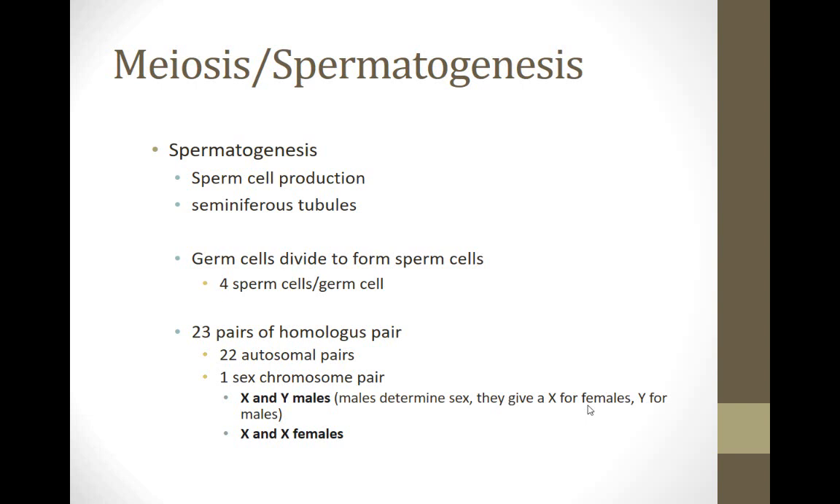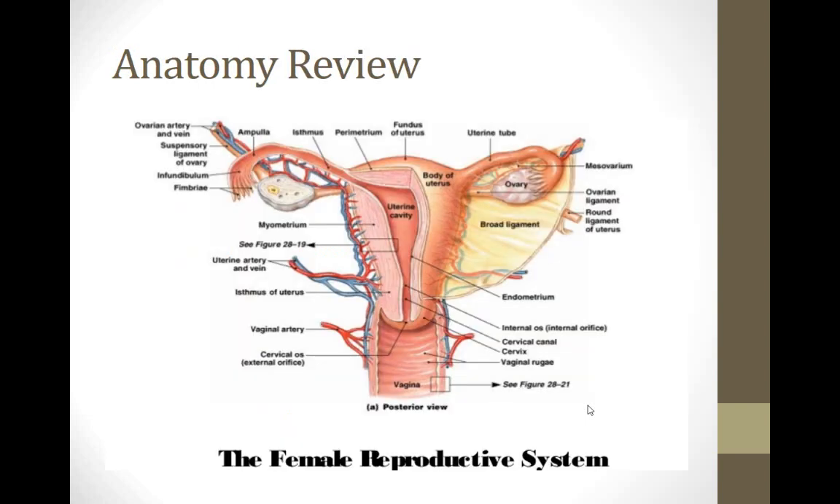So sperm cells are going to be able to determine what the sex of this child is going to be, whether it's going to be a male or a female, because the male sperm either carry an X or a Y sex chromosome. Okay, and so we have 23 pairs in the sex cells. 22 of them are autosomal or body traits, and then the one is the sex cell, which determines the sex of the child. All right.